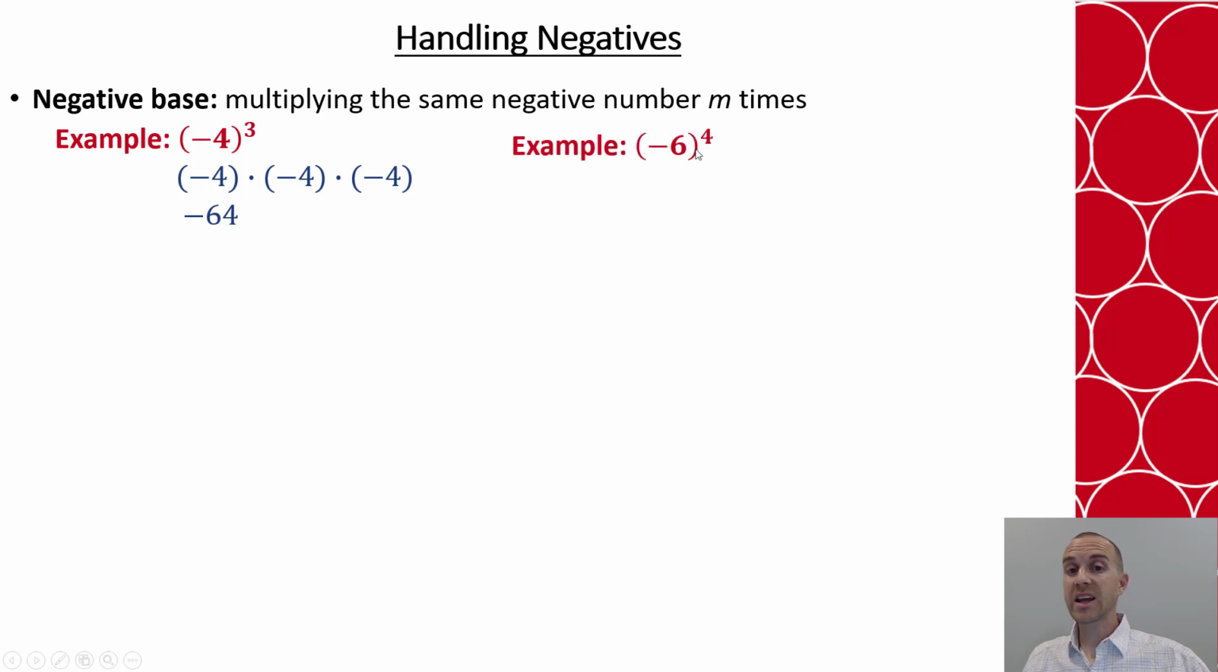Another example, negative 6 raised to the positive 4th would be negative 6 times negative 6 times negative 6 times negative 6.